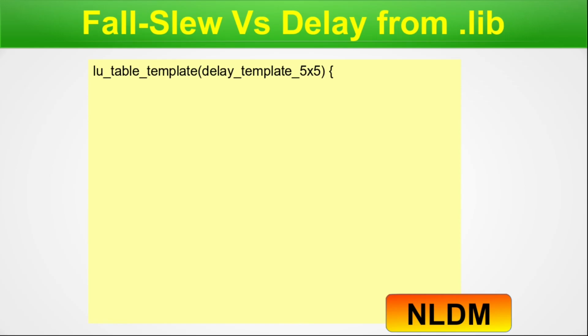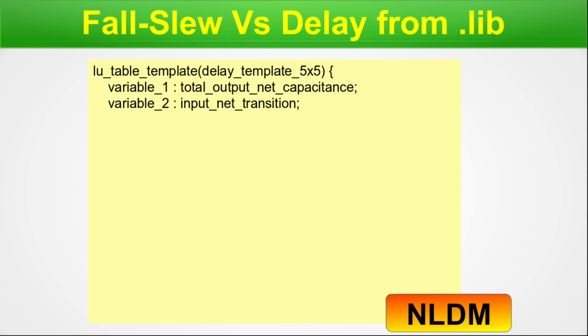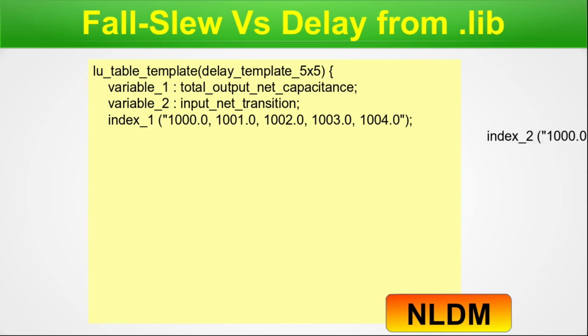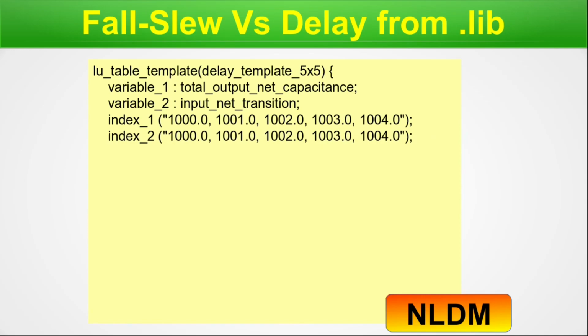delay template 5x5. So we have 5 rows and 5 columns. Variable 1 is the row variable, that is total output net capacitance. Variable 2 is the column variable, that is input net transition. So here the first set of indexes, these are initial values, and again these are 5 index values for index 2. And now again I emphasize, for variable 1 the value variation is index 1, and for variable 2 the value variation is index 2. Now we close the template here.